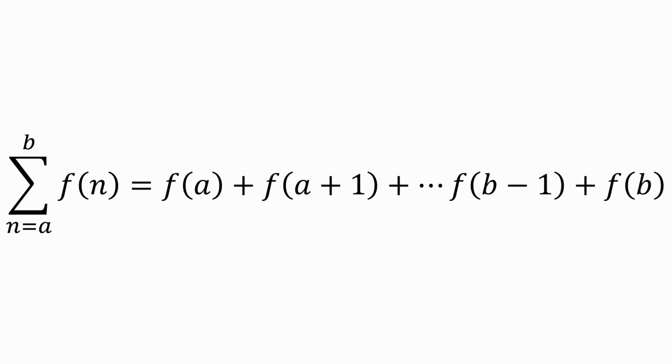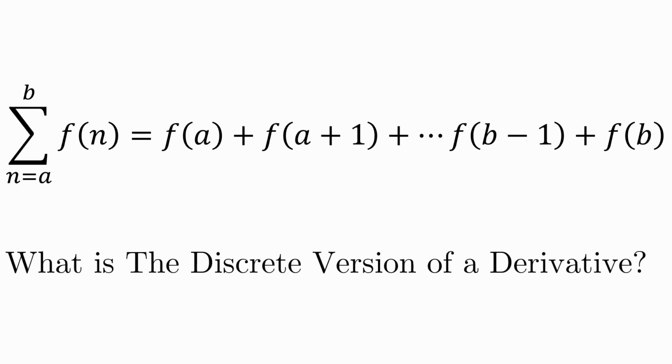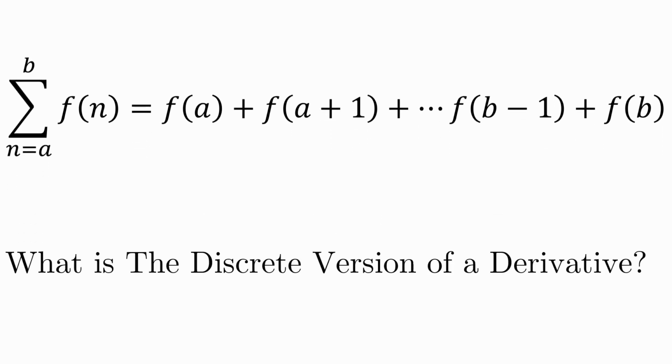So a good place to start looking for a discrete analog might be to ask, what is the discrete version of a derivative? Before I answer the question for you, I want you to really think about it. The derivative tells us how quickly a continuous function is increasing at a particular point. If I have a discrete function, a function which can only take on integer values as inputs, how do I get an idea of how quickly this function is changing at a point?